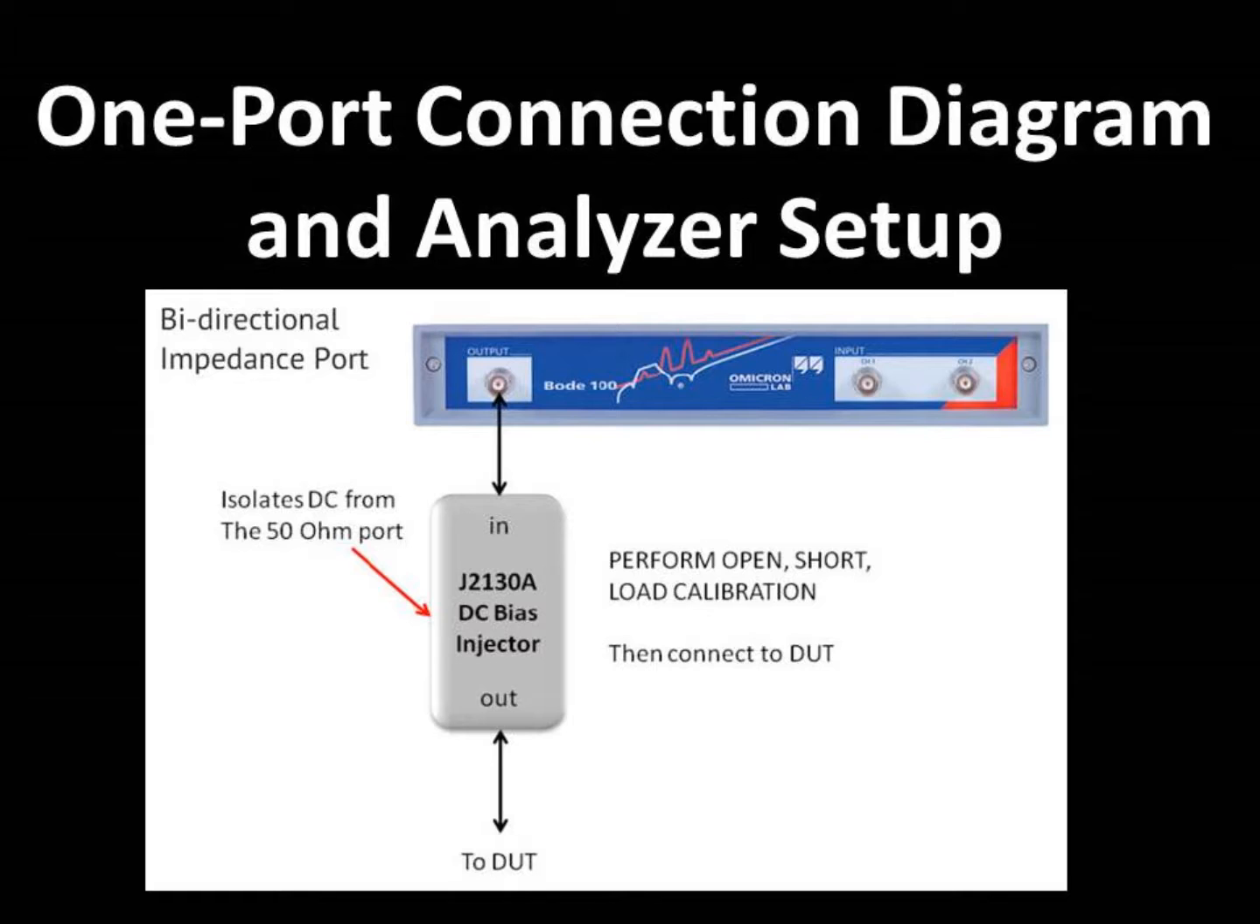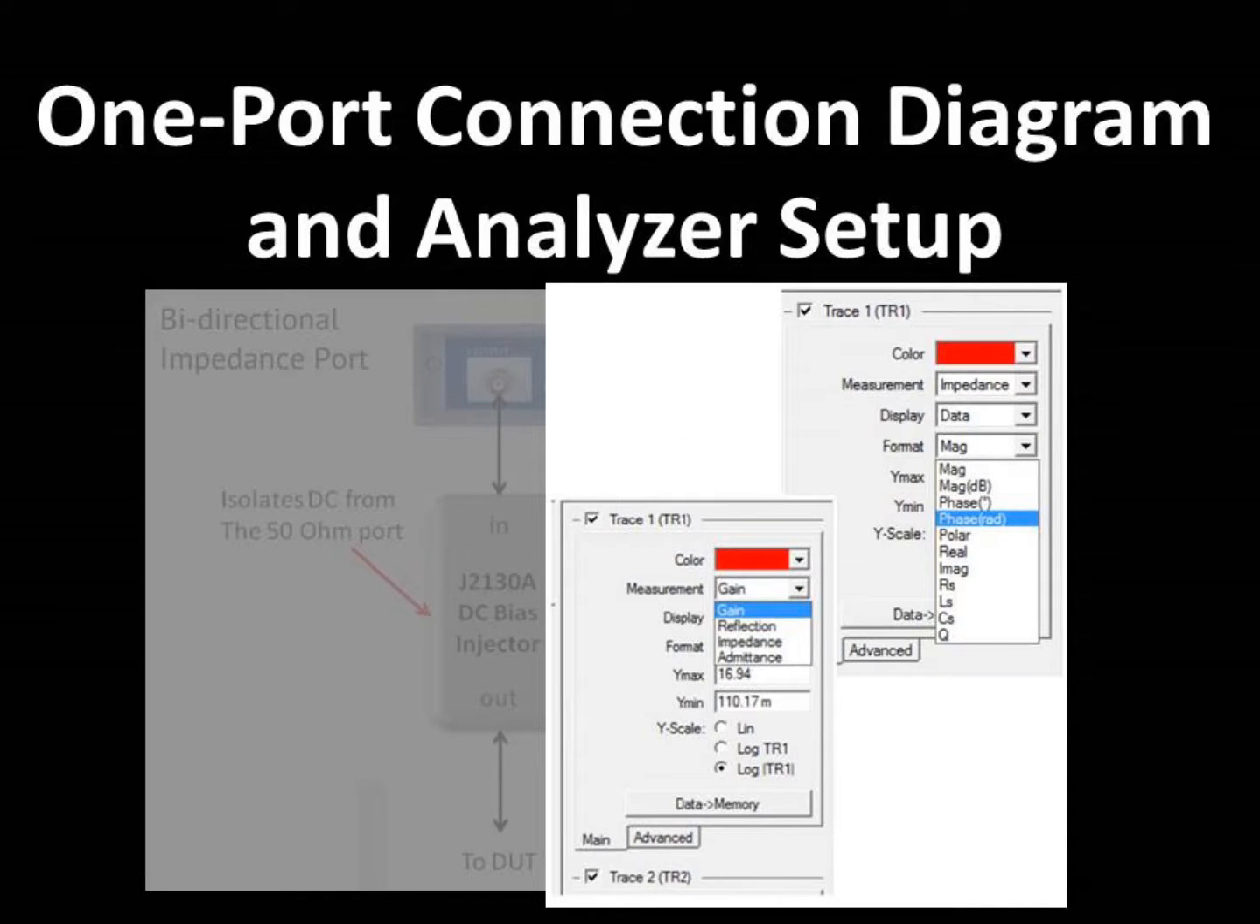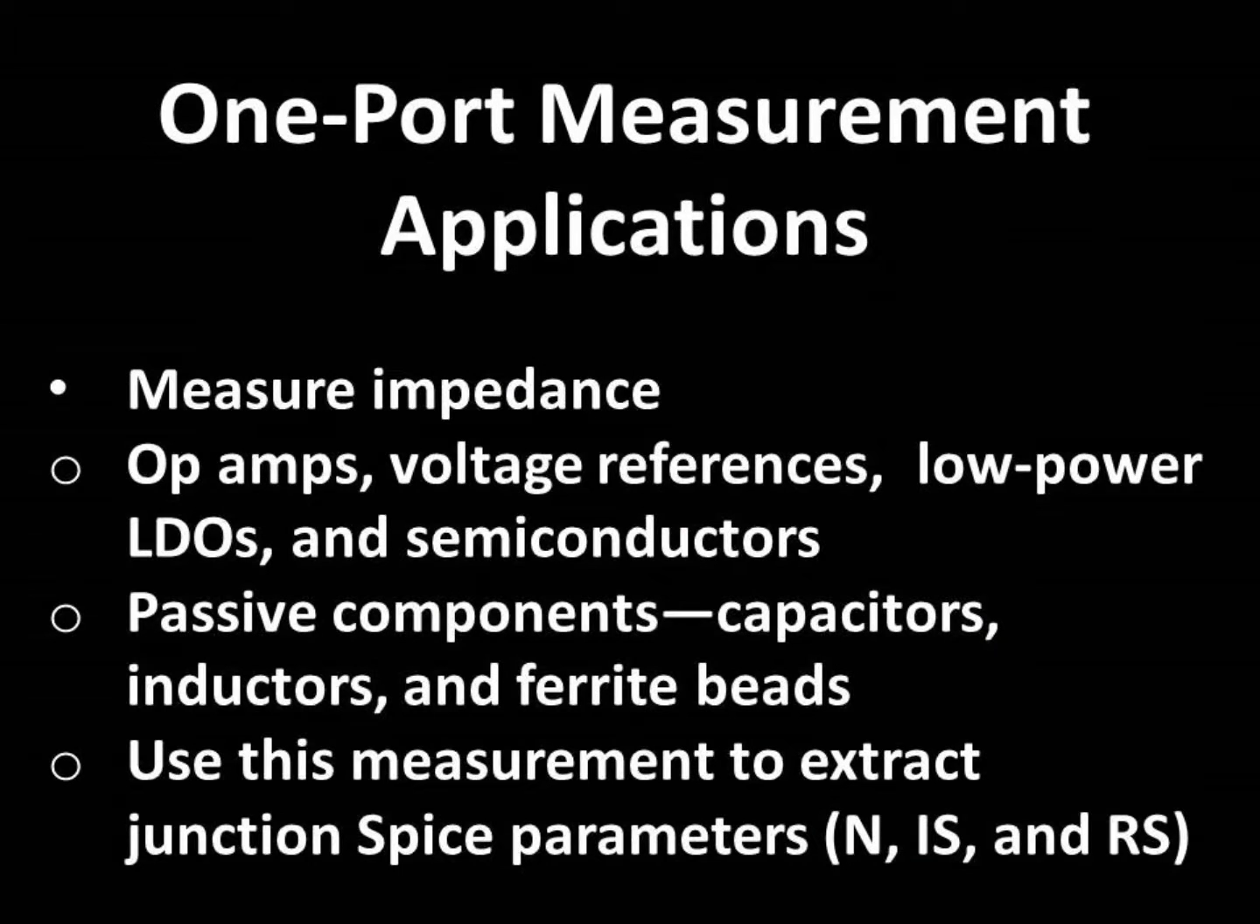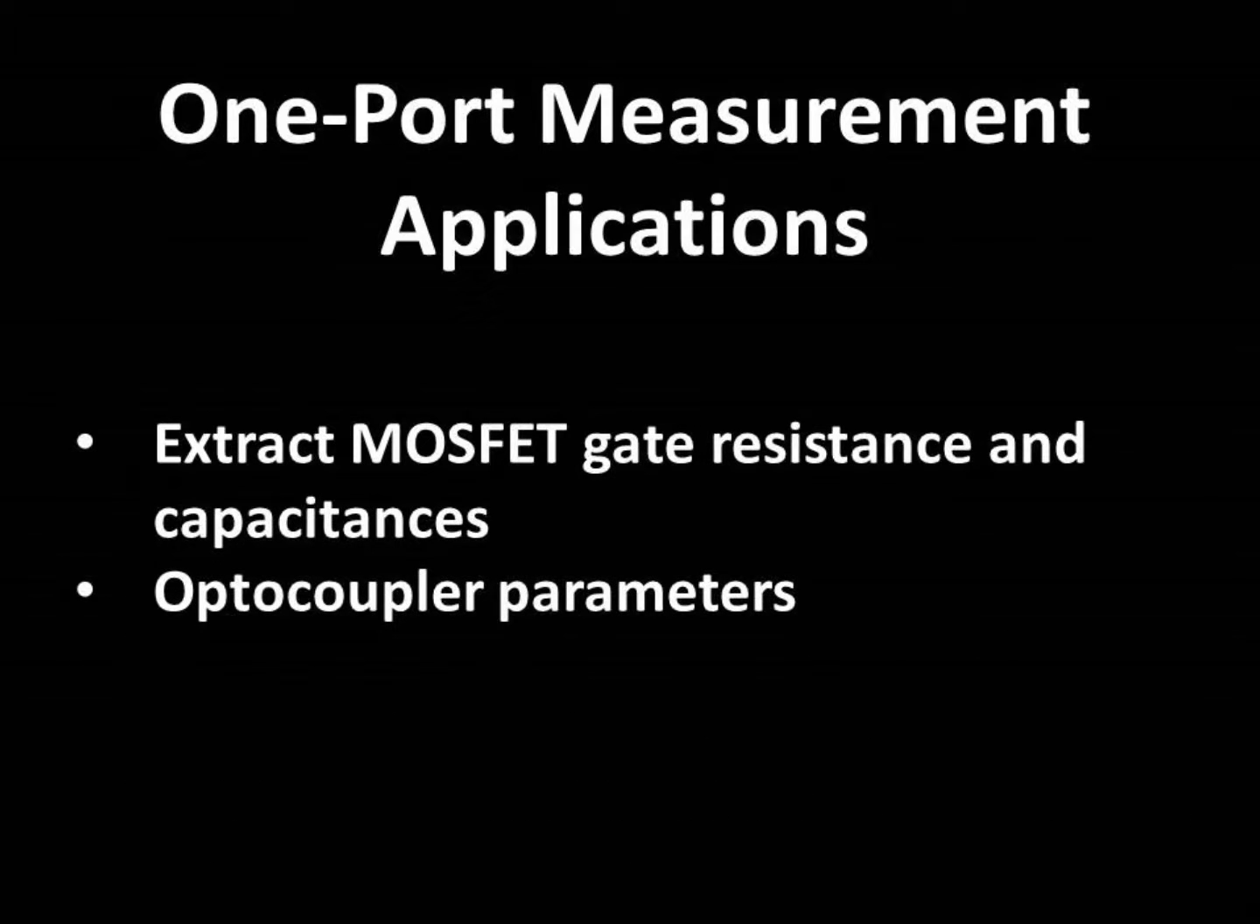After making the physical test setup shown here, we configure the Bode 100 VNA to measure impedance using the on-screen menus. The single-port measurement is fundamental to our modeling effort in addition to being able to troubleshoot through in-system measurements. One-port measurement techniques can be used to measure the impedance of many different active and passive devices, and even to extract the junction spice parameters for active devices.